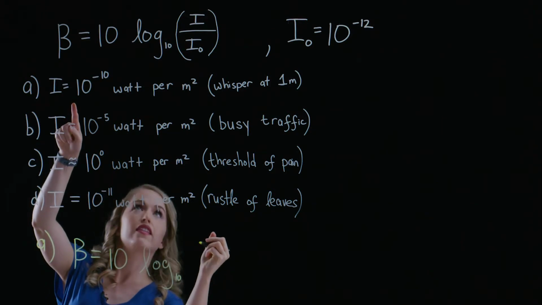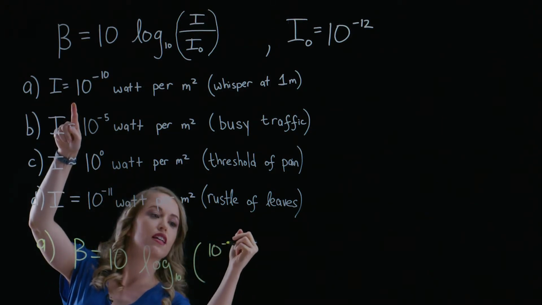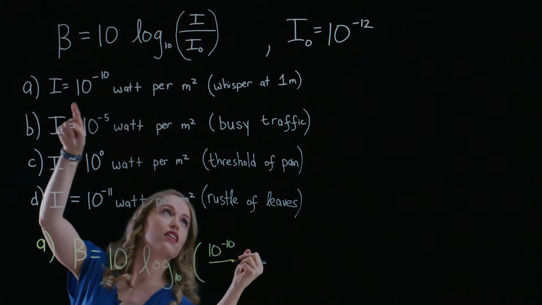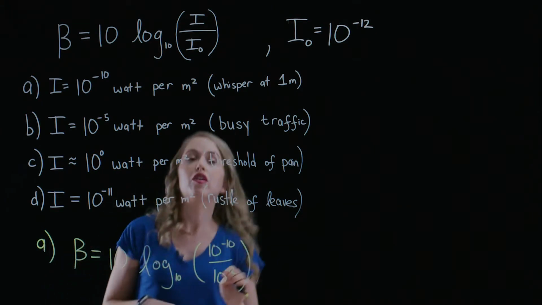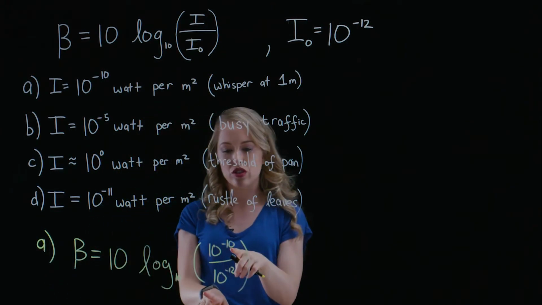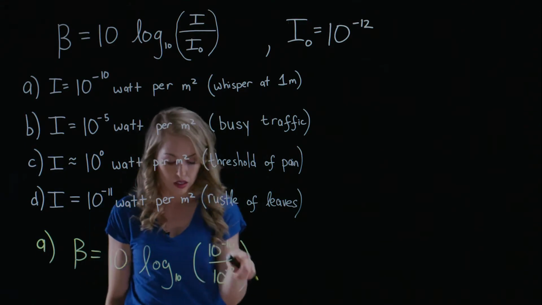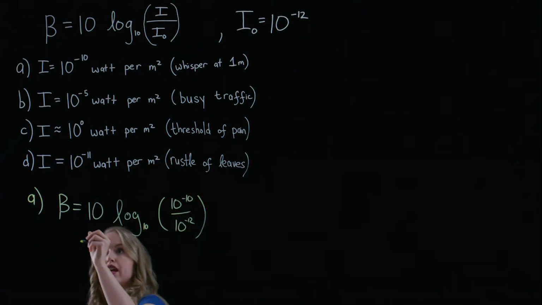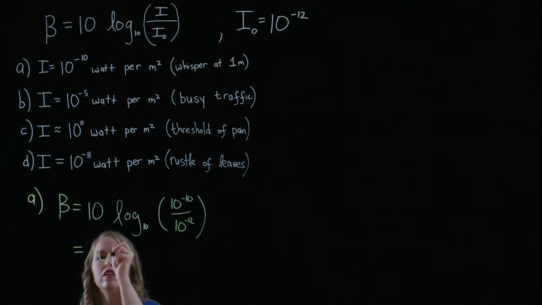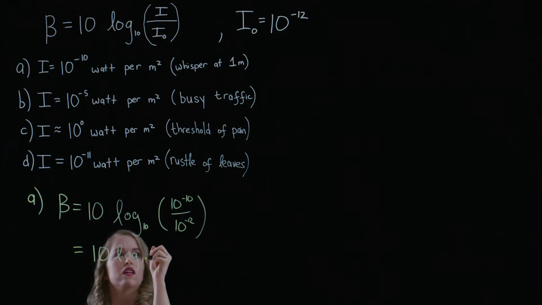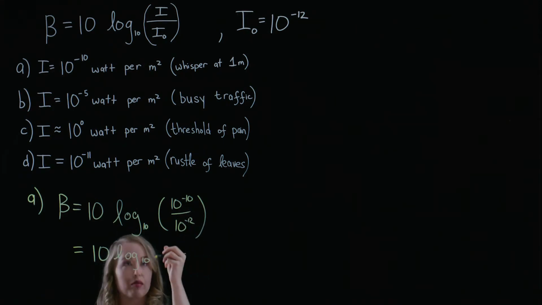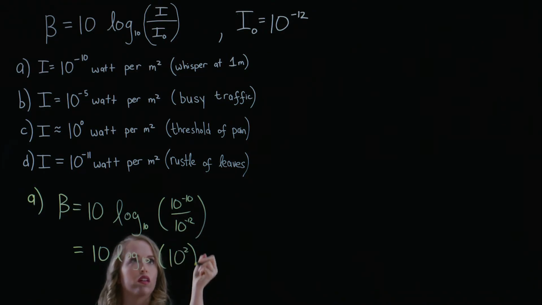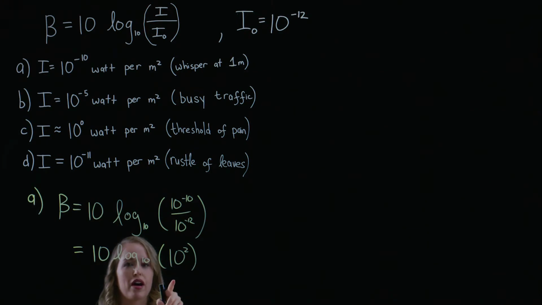Great, so they have given me this value, 10 to the negative 10. They've also given me I sub 0. Perfect. And then I need to remember, what do I do with these exponents here? The rule is that I can subtract them. So this will become negative 10 minus negative 12 becomes 10 to the second power. Negative 10 minus negative 12 gives me a positive 2.